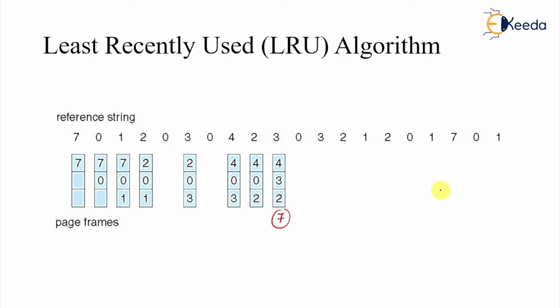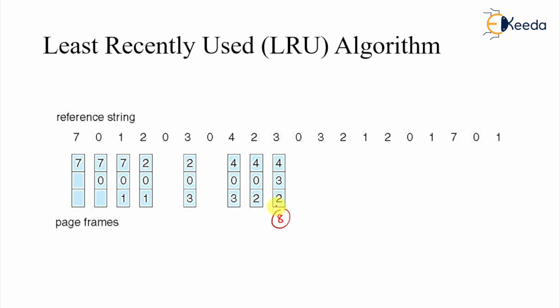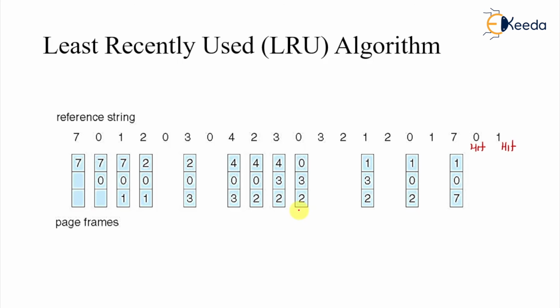That is the seventh page fault, then the eighth, and then the ninth. Then 0 is coming, and 3 and 2 are recently referenced, so 4 will be gone. 1 is coming, with 3 and 2 recent, so 0 will be gone, and that is the tenth page fault. 2 is a hit. 0 is not a hit, so with 2 and 1 recent, 3 will be gone. Then 7 is a hit and 2 is a hit.